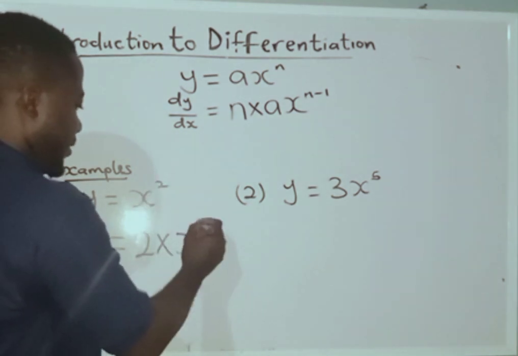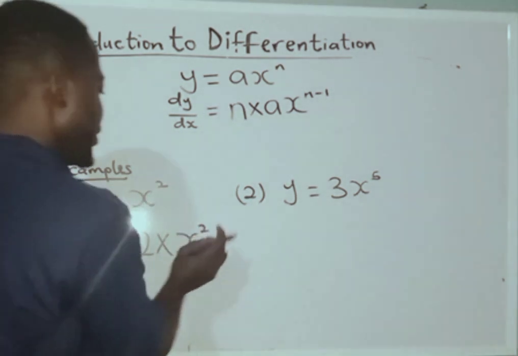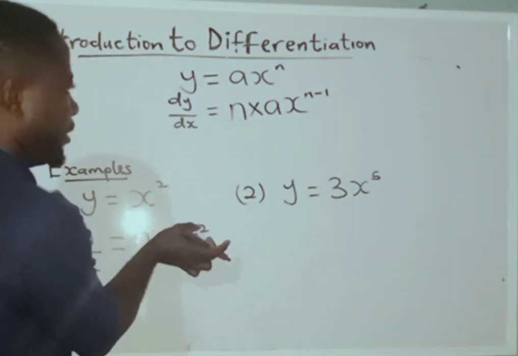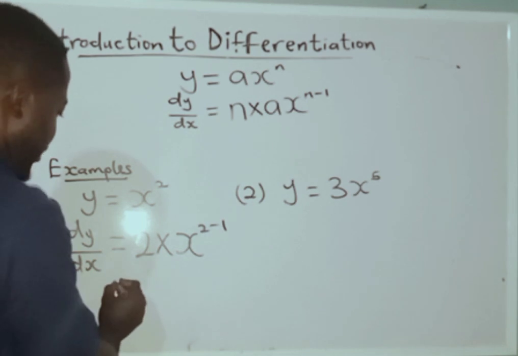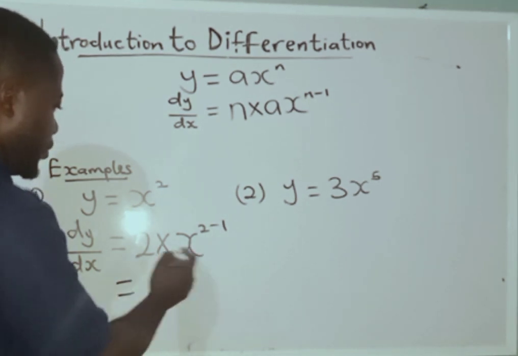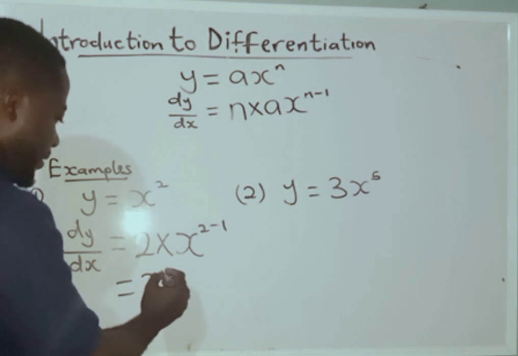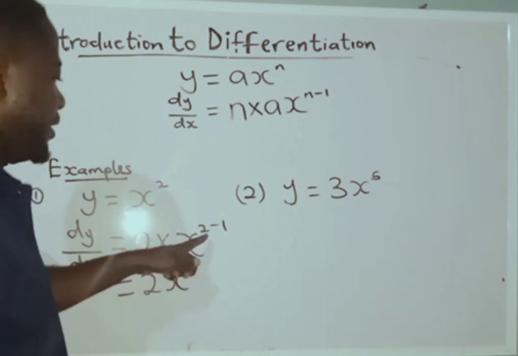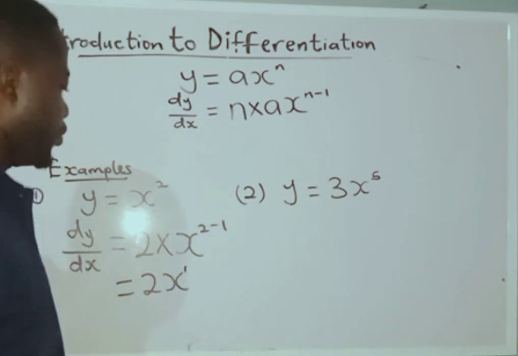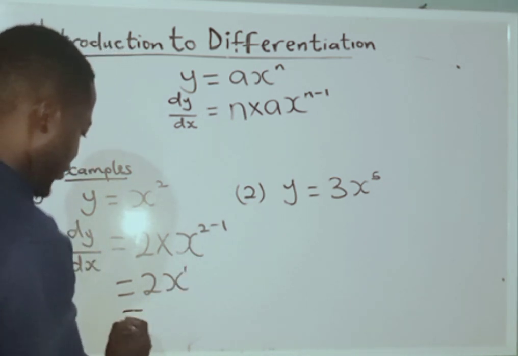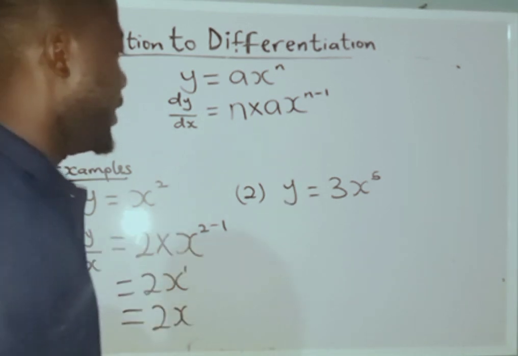Now the power of 2. Then I'm going to reduce this power by 1, don't forget. So this is going to be minus 1. Then we are now going to have 2 multiplied by x, that's 2x. Now the power 2 minus 1, which is going to give us 2x raised to the power 1, which simply means 2x.